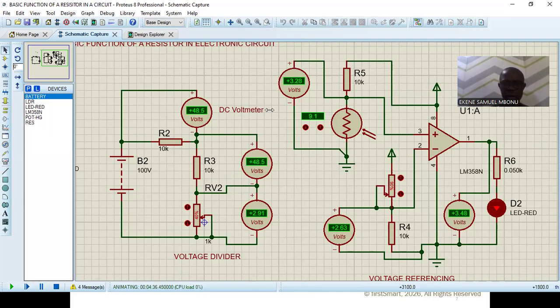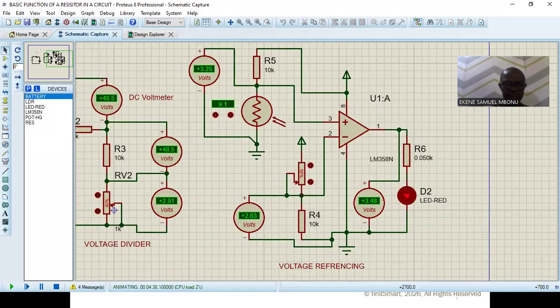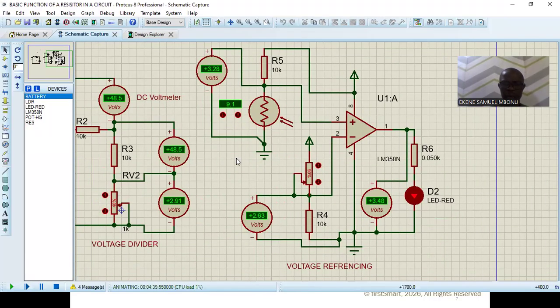Now, so this is fixed at 2.63. That is the voltage at this point. Let's try to change the voltage here, which is the voltage at pin 3, it is 3.28. Let's try to reduce it. Once it goes below 2.63, this LED should go off. Do you see that?